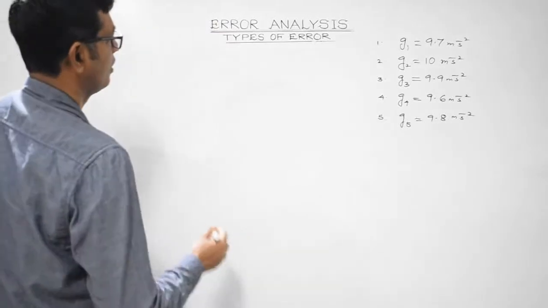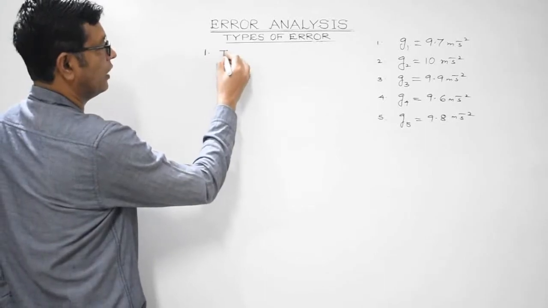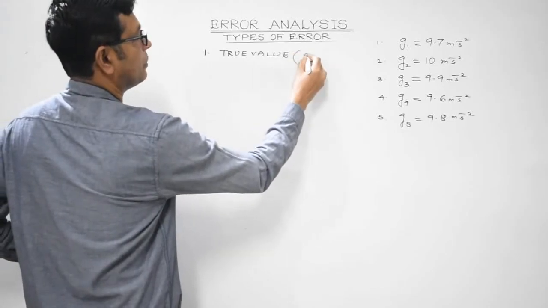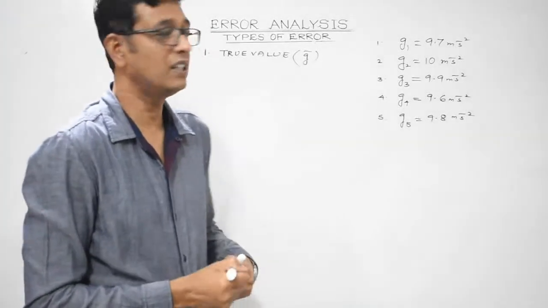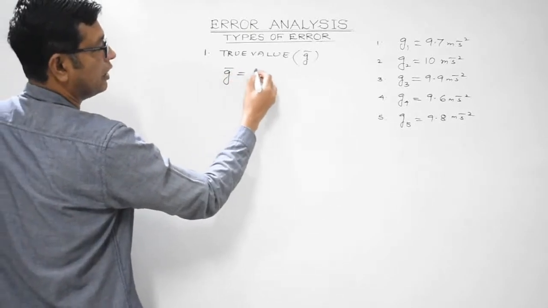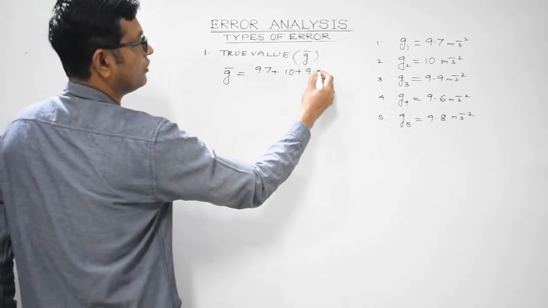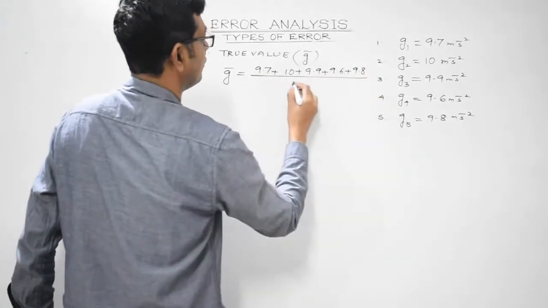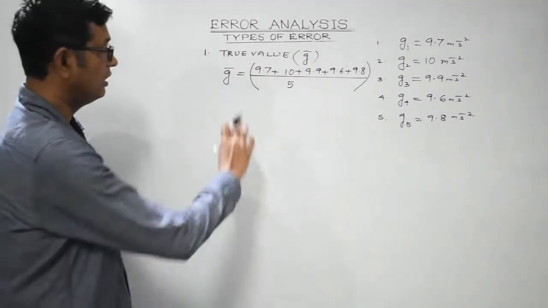Let's see. First one, let's find out the absolute error. And before that, we need to find out the true value. What's the true value? It will be represented by g bar. And students, again, let me repeat, the true value will be given by the arithmetic mean of all these observed values. So what will be the true value? It will be g1 plus g2 plus g3 plus g4 plus g5 divided by 5. This will be the mean or the true value.